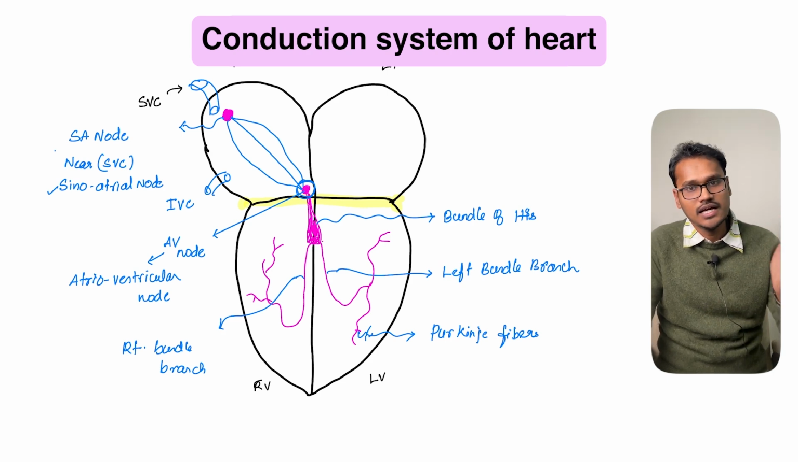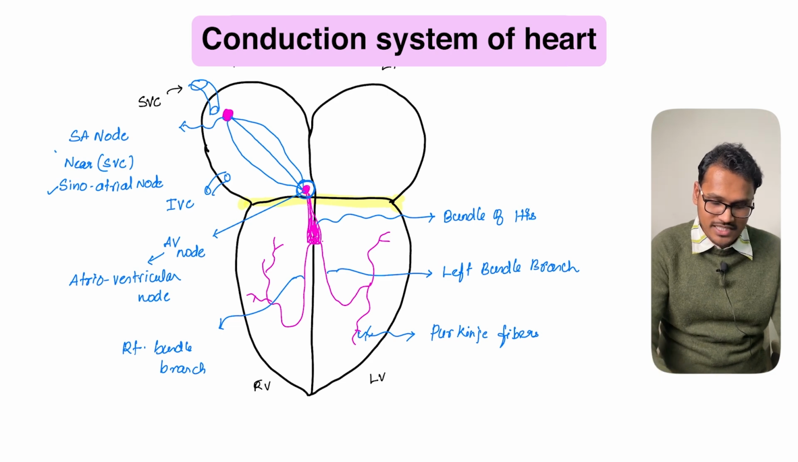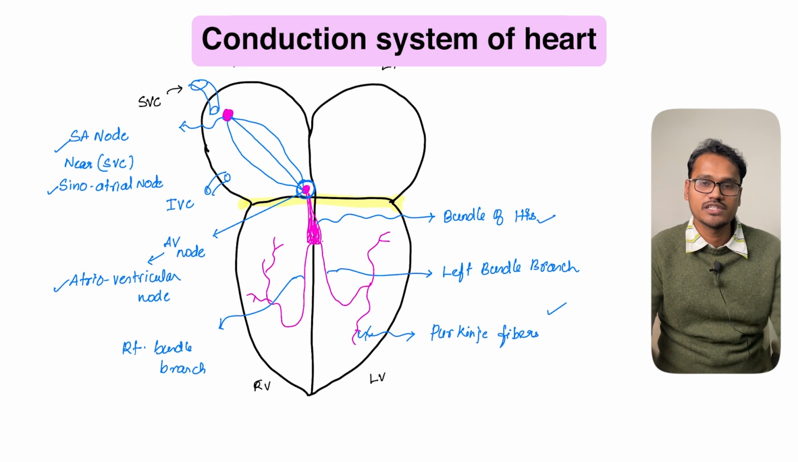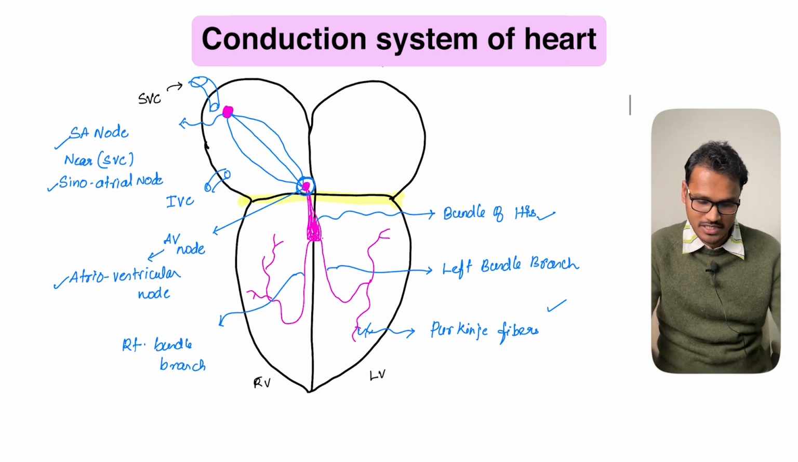First the SA node, and then the AV node. From the AV node, the bundle of His, then the right and left bundle branches, and finally the Purkinje fibers. And I already told you pacemaker cells are present in the SA node, AV node, bundle of His, and even in the Purkinje fibers. It is present in many places, but still the SA node is considered the dominant pacemaker.